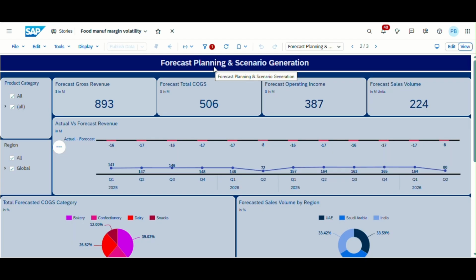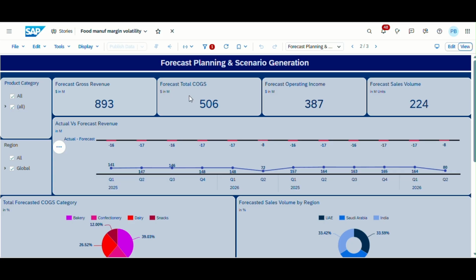Let's now move to the forecast planning and scenario generation page. This page enables business leaders to compare current performance with future projections, helping them make proactive decisions through data-driven planning. First is forecast gross revenue. The forecast gross revenue KPI represents the organization's projected revenue based on forecast planning. The business is expected to generate approximately $893 million in gross revenue, indicating positive growth compared to the current performance.